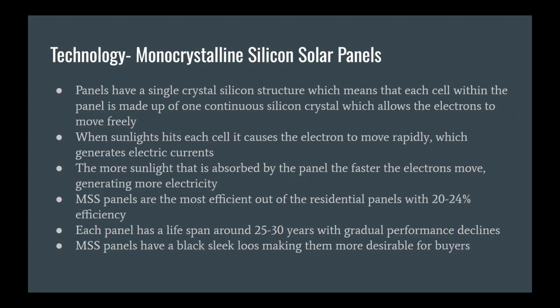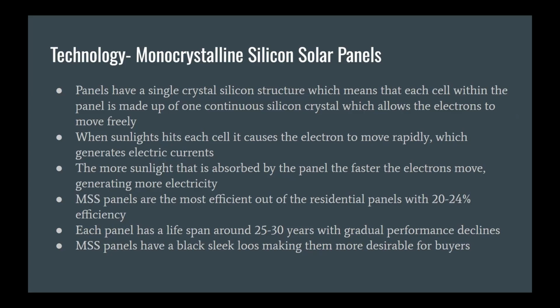So I'm going to go into the technology of the monocrystalline silicon solar panels. Panels have a single crystal silicon structure, which means that each cell within the panel is made up of one continuous silicon crystal, which allows the electrons to move freely. When sunlight hits each cell, it causes the electrons to move rapidly, which generates electric current. The more sunlight that is absorbed by the panel, the faster the electrons move, generating more electricity.